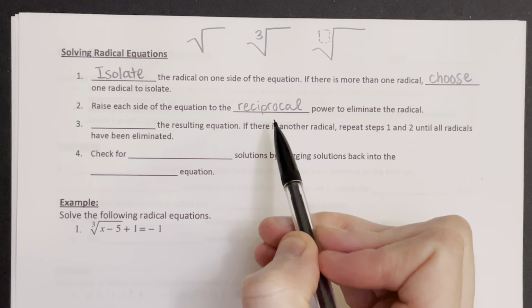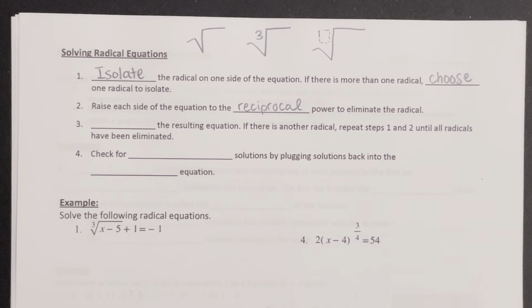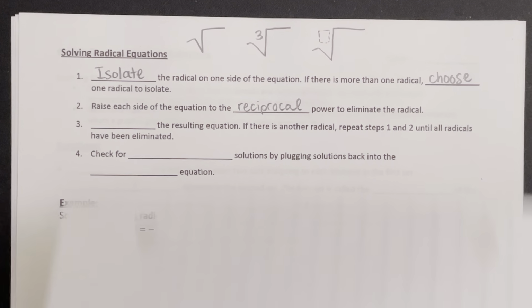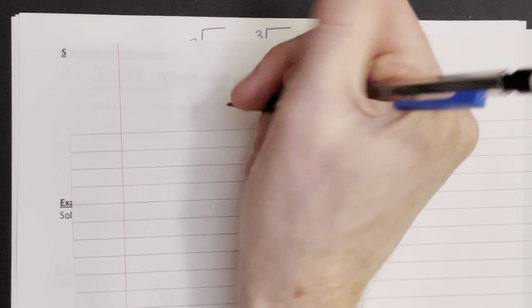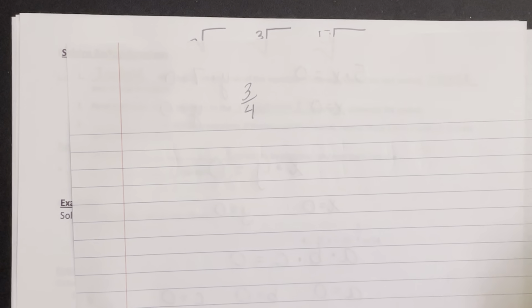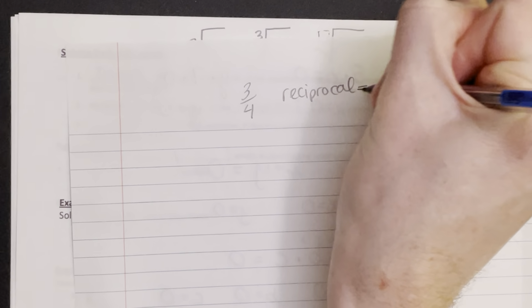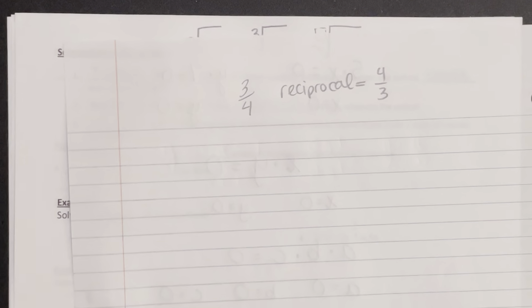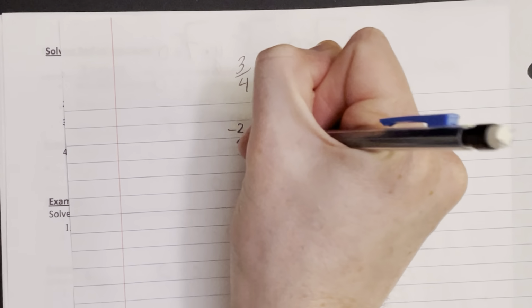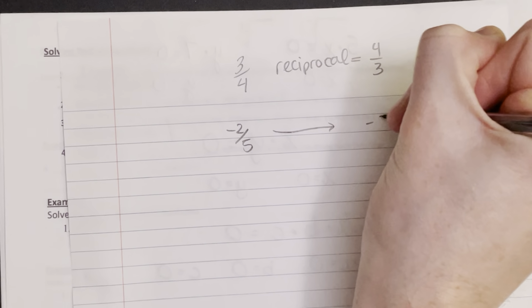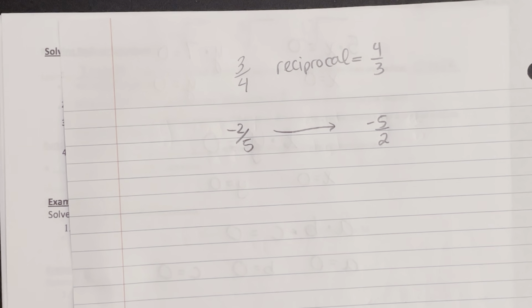Now, reciprocal is just a fancy word for a flip. So the reciprocal of 1/2 is 2/1. Just give yourself an example here. 3/4 reciprocal would be 4/3. If I have -2/5, its reciprocal would be -5/2. Reciprocal just means that we are flipping that fraction.